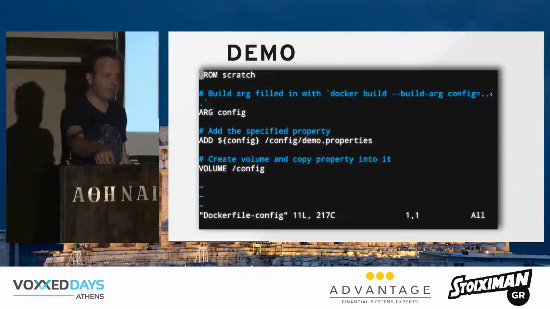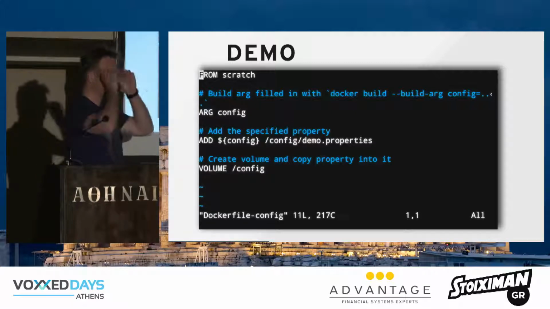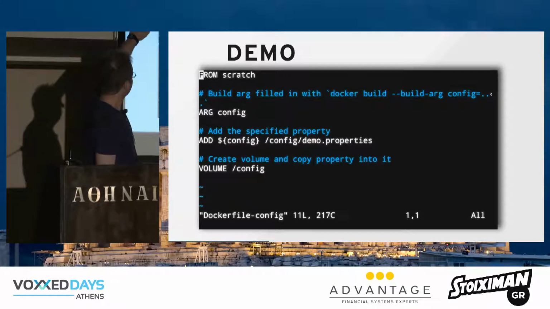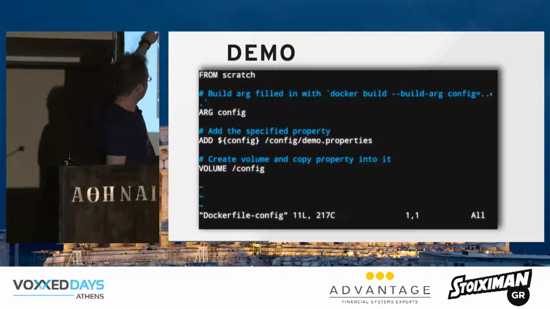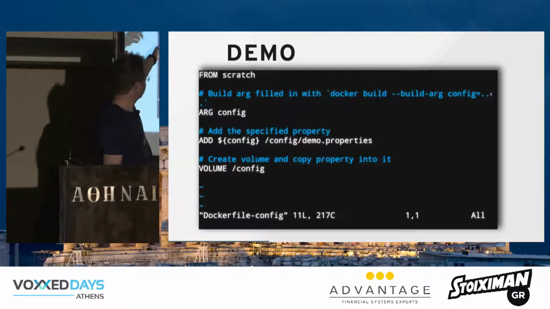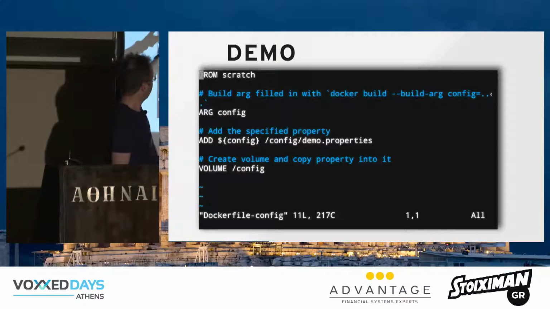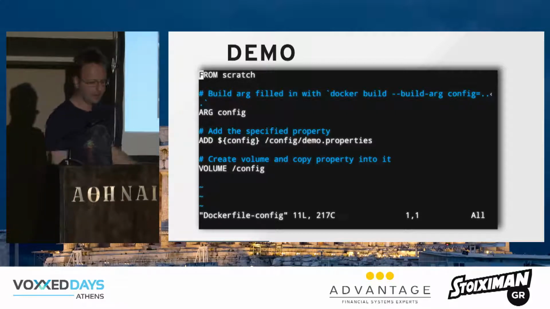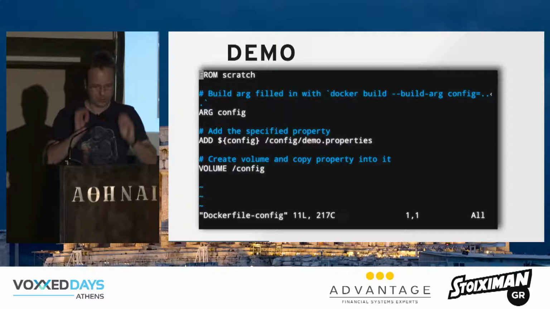And what you see here is, again, the scratch base image. Here's a feature from Docker called build args, which you can fill in during build. And then we simply add this configuration under this very path, which I have shown you in this servlet. So this is then exactly in this path, and I'm exporting this directory here.